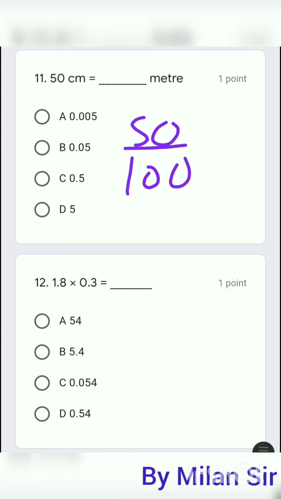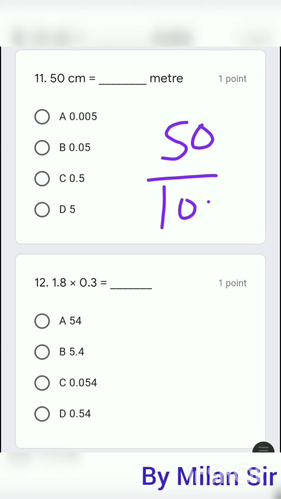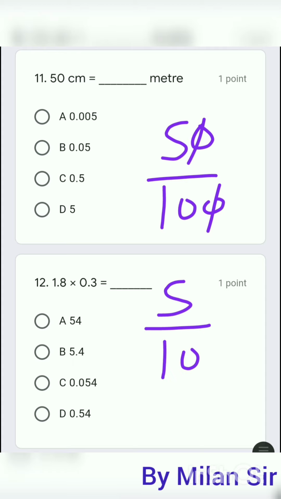Okay, if we want to convert 50 centimeter into meter, we need to divide 50 by 100. The zeros cancel, 5 twos are 10, so 1 by 2. But here the answer is given in decimal point, so directly we can write the answer. 50 divided by 100, so 1 and 10 cut. So here we have 5 divided by 10.